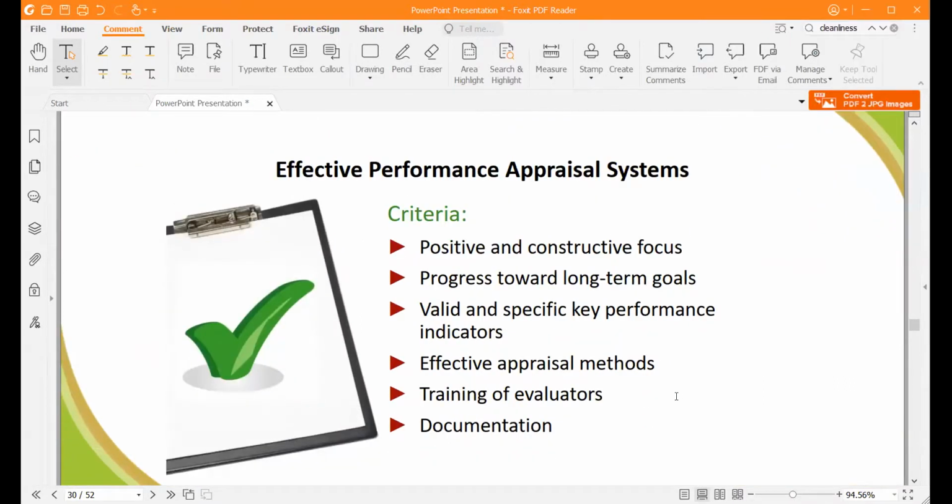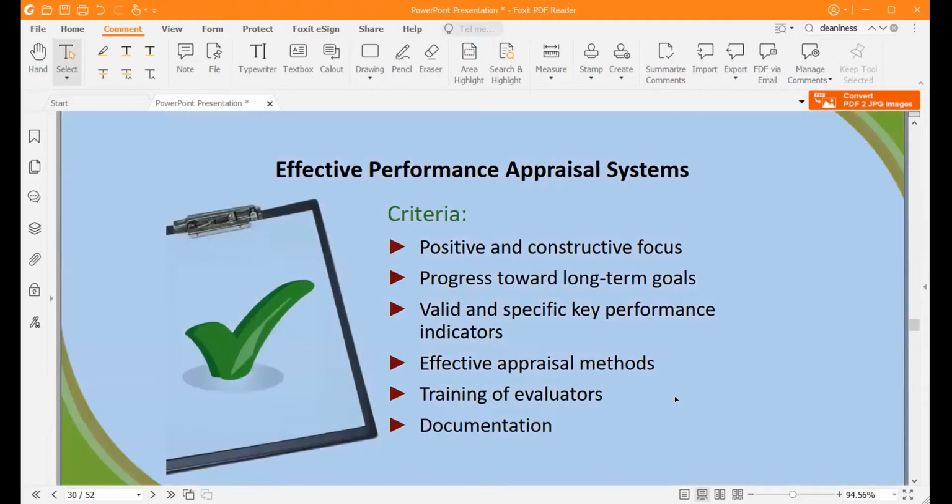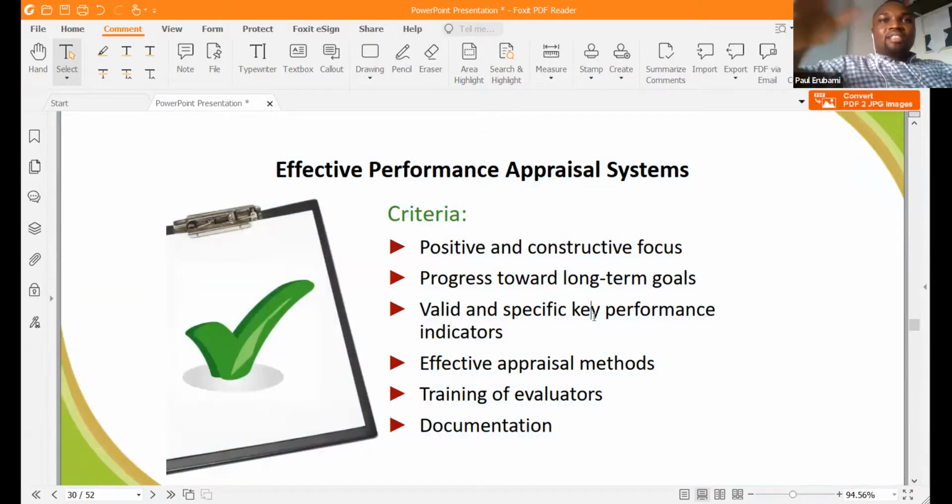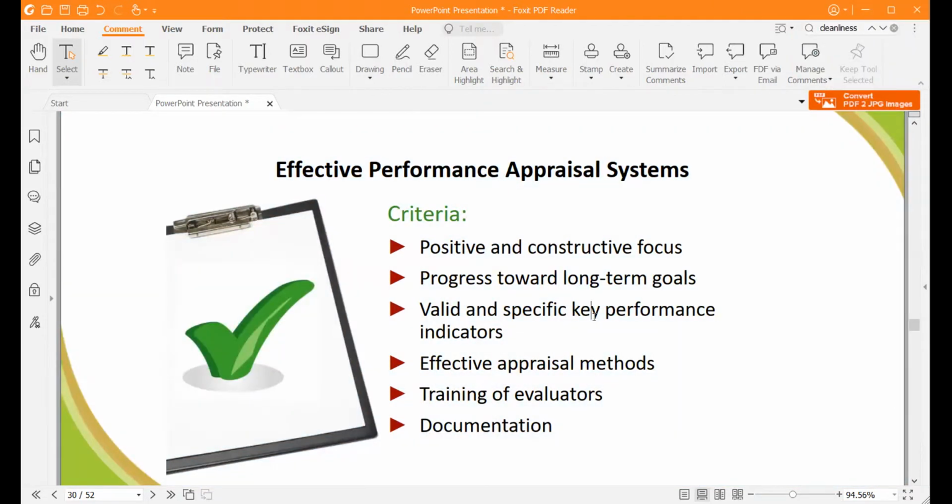How do I carry out or how do I develop an effective appraisal system? Criteria to focus on: positive and constructive focus, right?